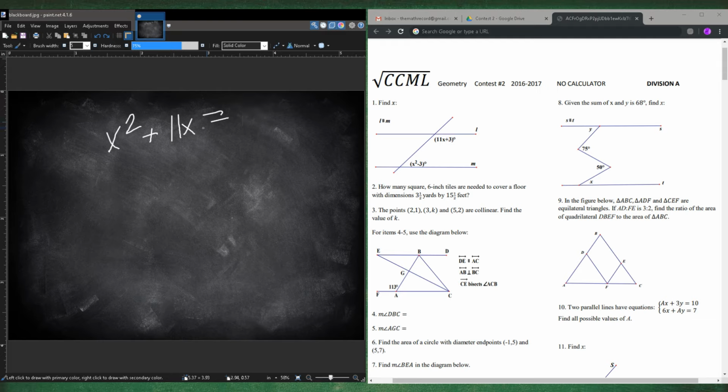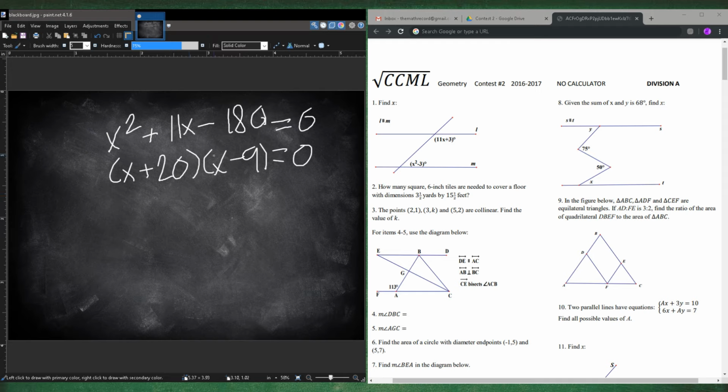So minus 180 to the other side, it equals 0. Now you basically factor this out. So you get x plus 20 and x minus 9. X cannot be negative because if you put a negative in 11x plus 3, it's going to turn negative. You can't have a negative angle. So x is equal to 9. So the answer is 9.